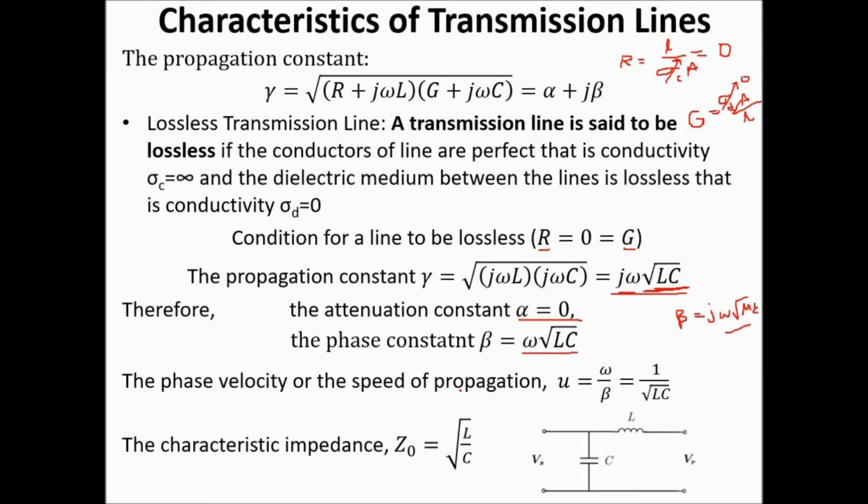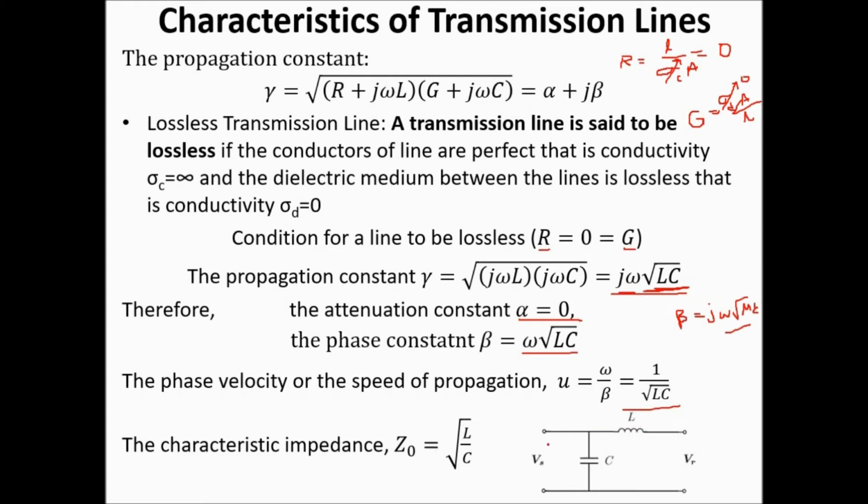That means you get the phase velocity, or speed of propagation, by using this formula, omega over beta, and beta equal to this. So you will get 1 over square root of mu epsilon, and then the characteristic impedance. Now if you want to find Z naught, the formula is this divided by this. If you put R and G as 0, it will be the square root of L over C. So that means we are getting a lossless transmission line, which is basically like this.